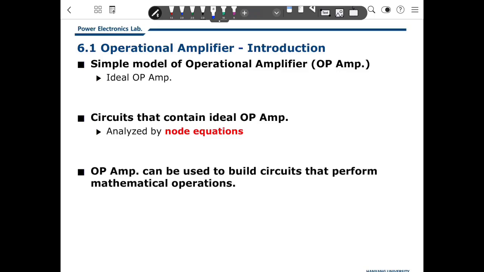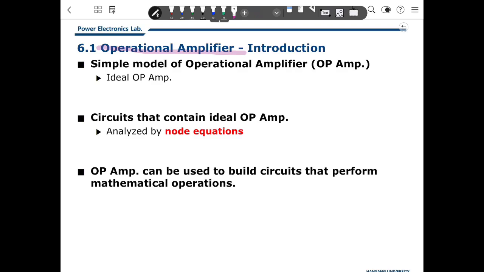Chapter 6 about the operational amplifier. In chapter 6, we will discuss the newly introduced device, that is the operational amplifier. The name operational amplifier in Korean is 증폭기. We'll discuss the meaning of this name.